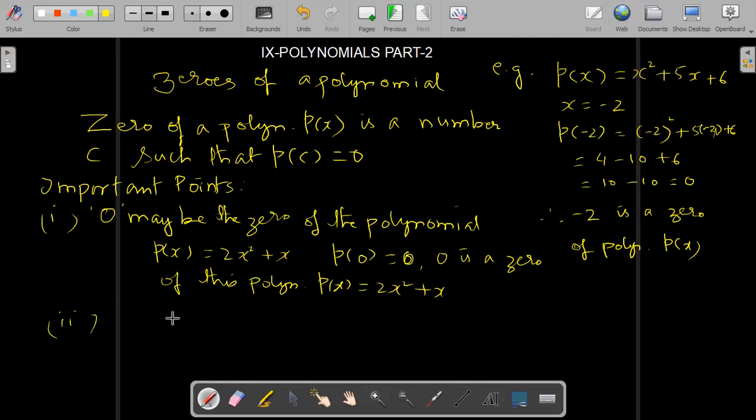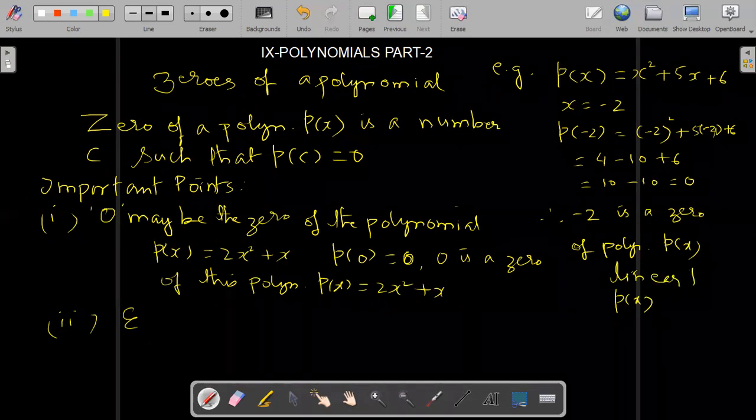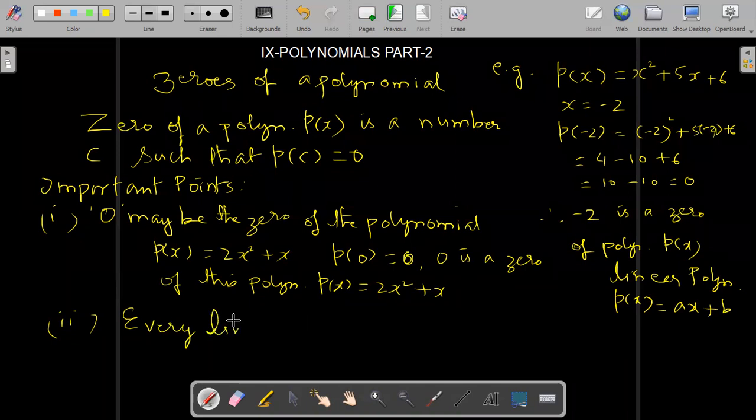And every linear polynomial in one variable. Linear means it has power only 1. Like I told you, linear polynomials can be written in the form ax plus b, the standard form of a linear polynomial. The power is 1, so every linear polynomial will obviously have only one zero.